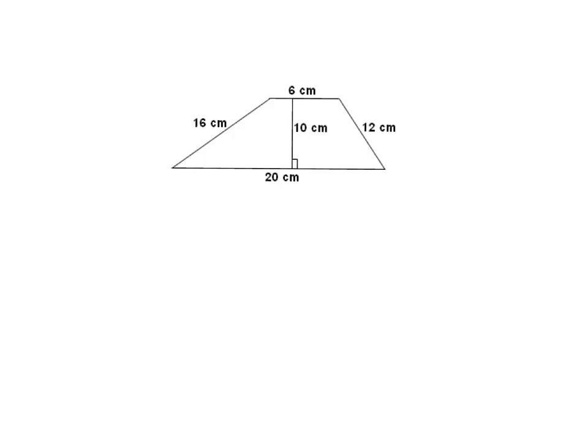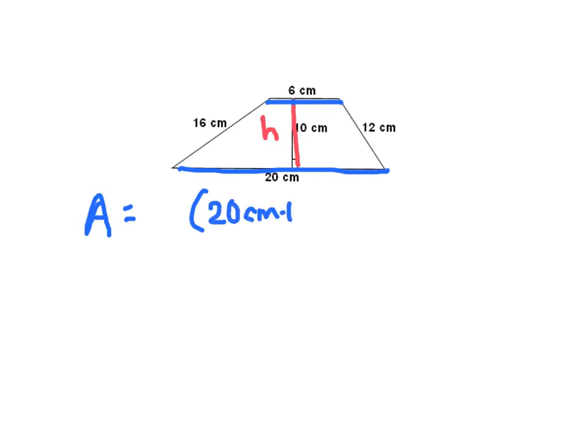Okay, here's another trapezoid. Let's start by identifying the parts. All right, what is the height? Yes, the height is the 10. Okay, what are the two bases? Yes, 6 and 20. Those are the two parallel sides. Therefore, to find out my area, I'm going to add the two bases together, the 20 plus the 6, and then divide by 2. And then multiply that by the height, which is 10.